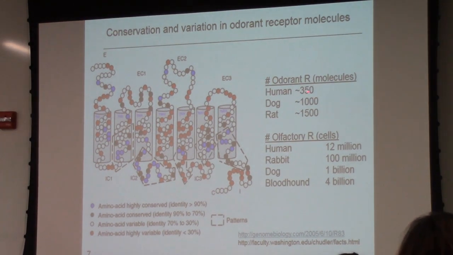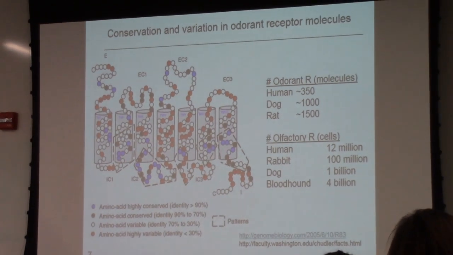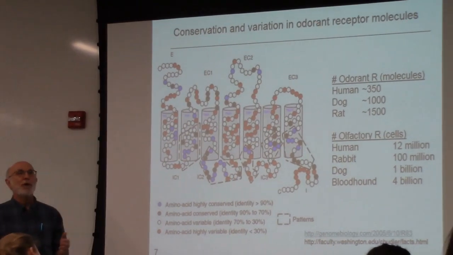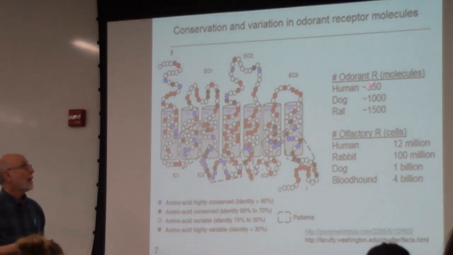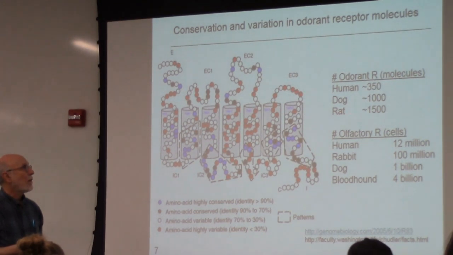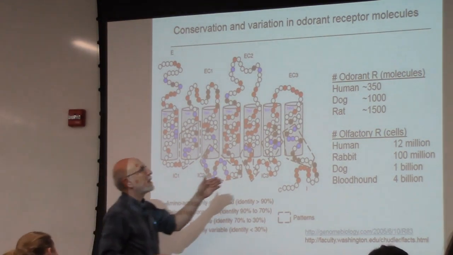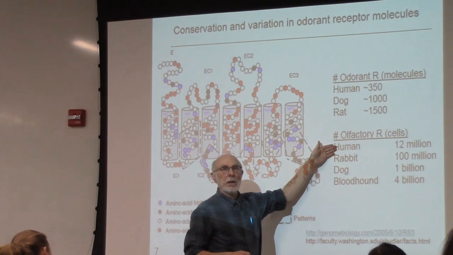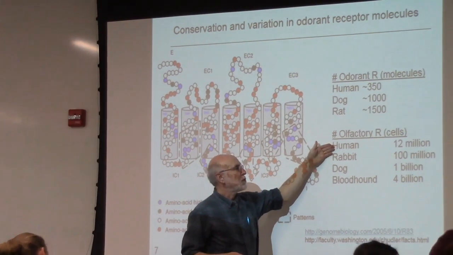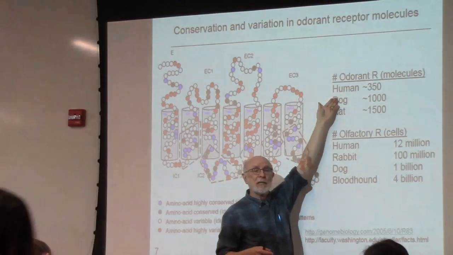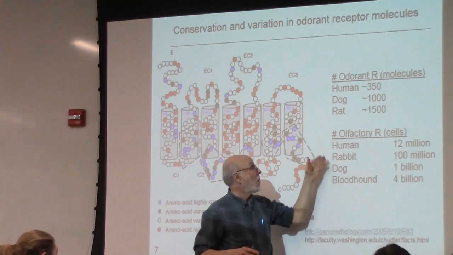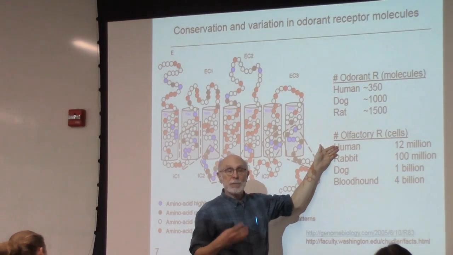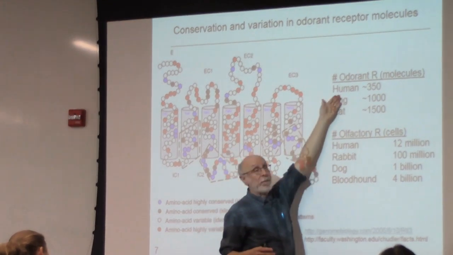We have something like 350 different odorant receptors. Our genome codes for 350 different odorant receptors. A dog has more, a rat has even more. We have something like 12 million odorant receptor cells. So 12 million cells are expressing these 350 different odorants. Each receptor cell expresses one type of odorant receptor.